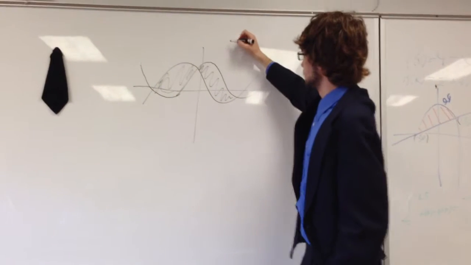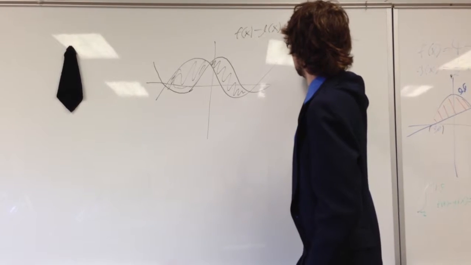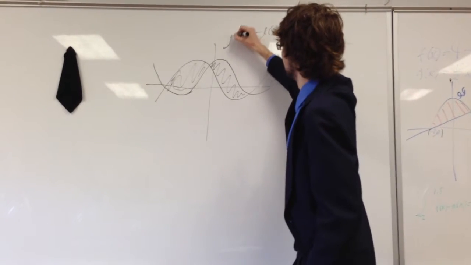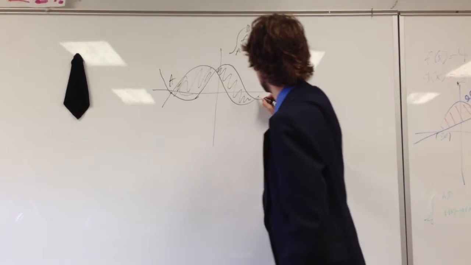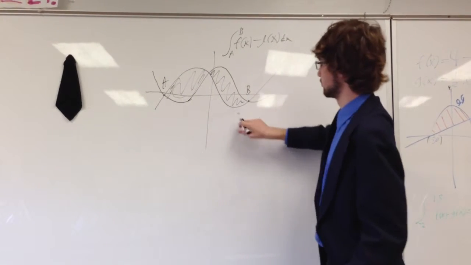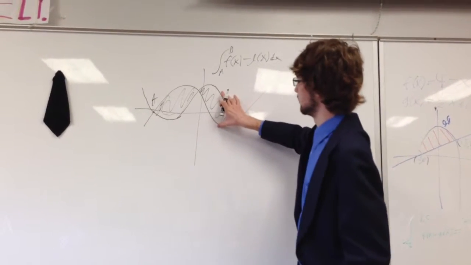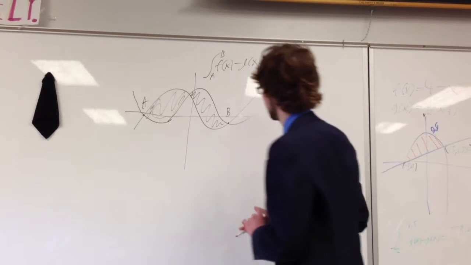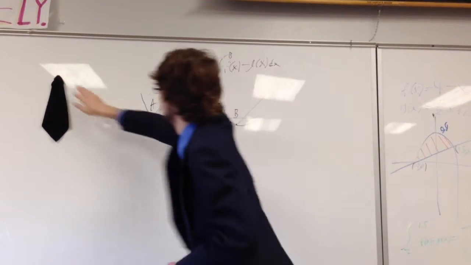Now, just doing the regular f of x minus g of x dx and the integral between, say, a here and b here isn't going to work because they overlap. So you're going to be adding here and then subtracting here, and you'll probably end up just canceling out a lot of the area. So there are two ways that you can go about doing this.